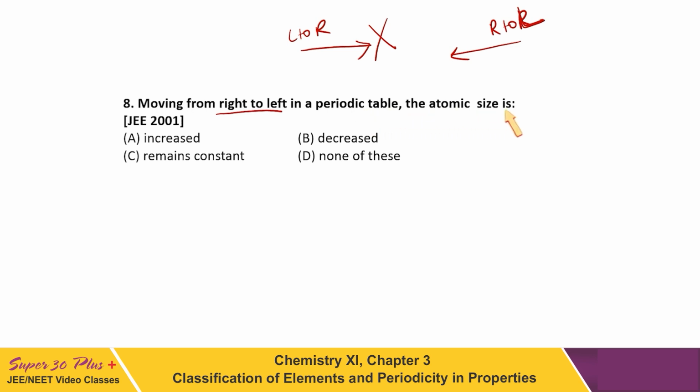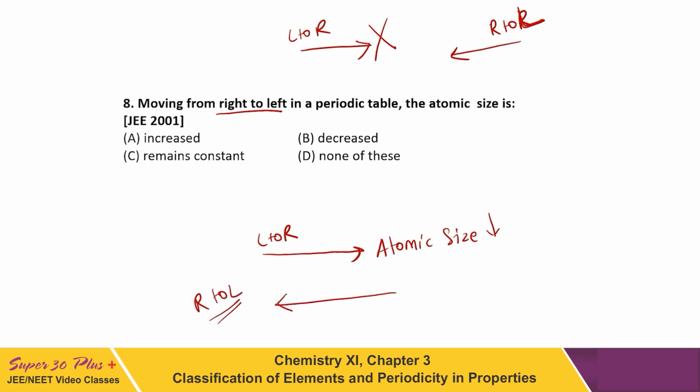Atomic size. Now we know that left to right in the periodic table, atomic size decreases. So if left to right atomic size decreases, what will happen right to left? In this case, definitely atomic size will increase. So the right answer for question number 8 will be the first, increased. The right answer is increased.